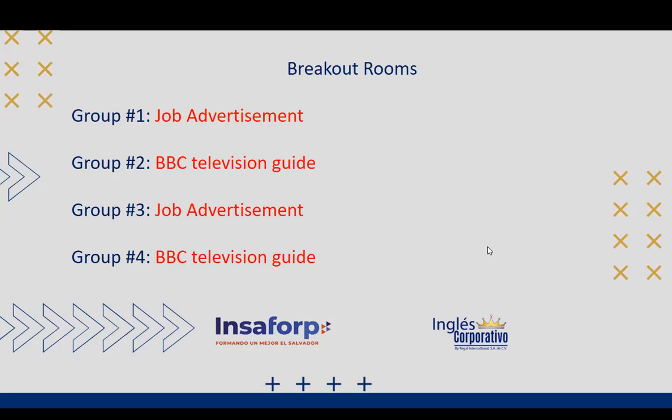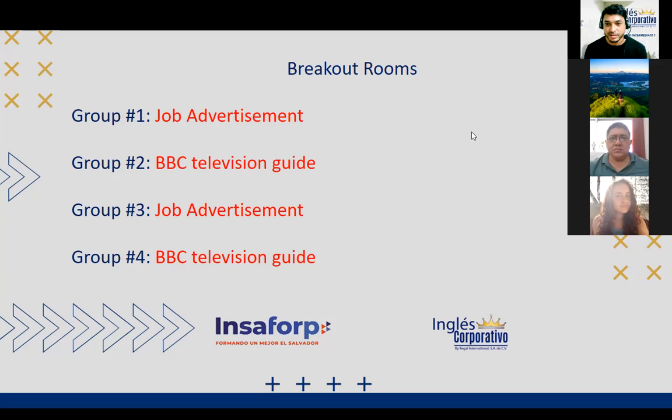Okay. So you are going to, do you have the document? Yes. At least one of the groups has to have the document, because you are going to work with that. And okay, look, group number one is going to work with a job advertisement. The group number two is going to work with the BBC television guide. And group number three, job advertisement, and group number four, BBC television guide. So you are going to be assigned randomly, al azar, so you have to work with your classmates. And you are going to have 15 minutes to complete the exercise. Then we are going to answer it here in the presentation.